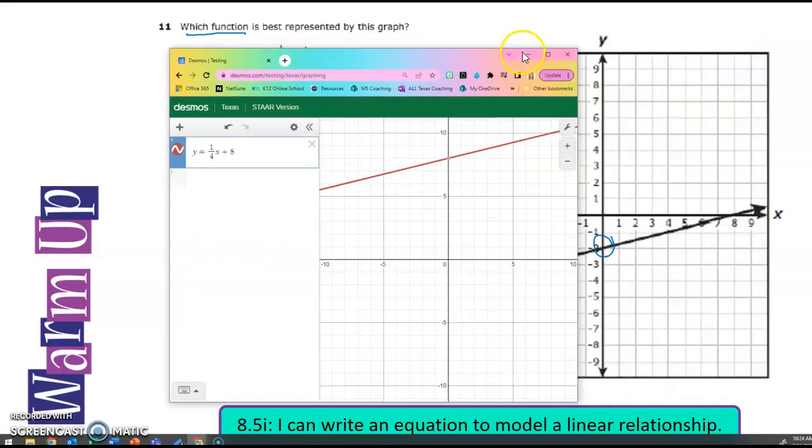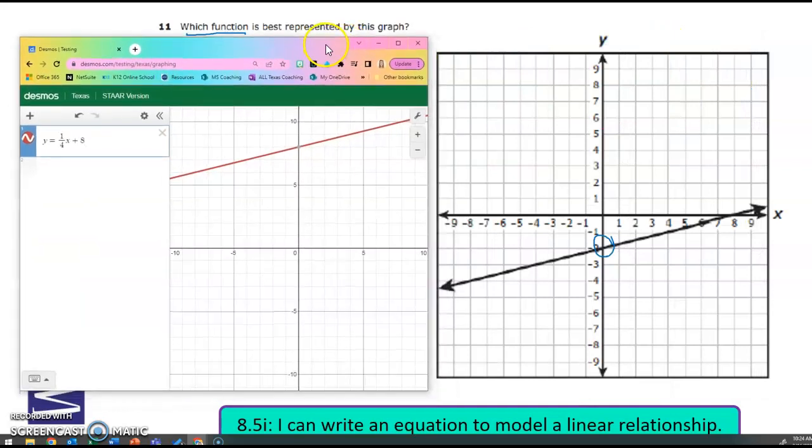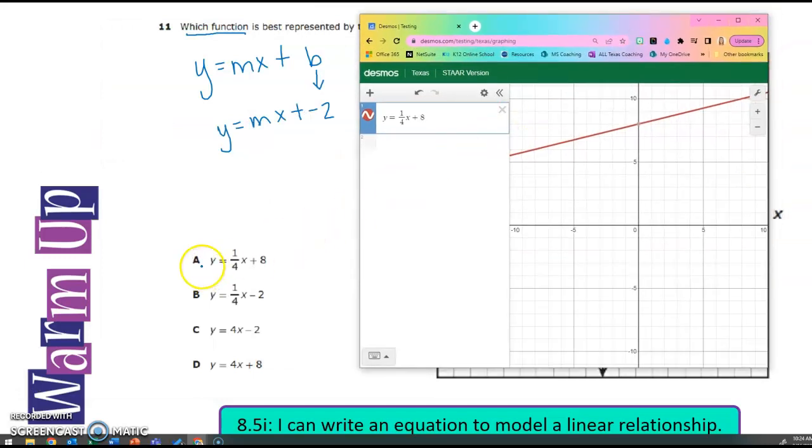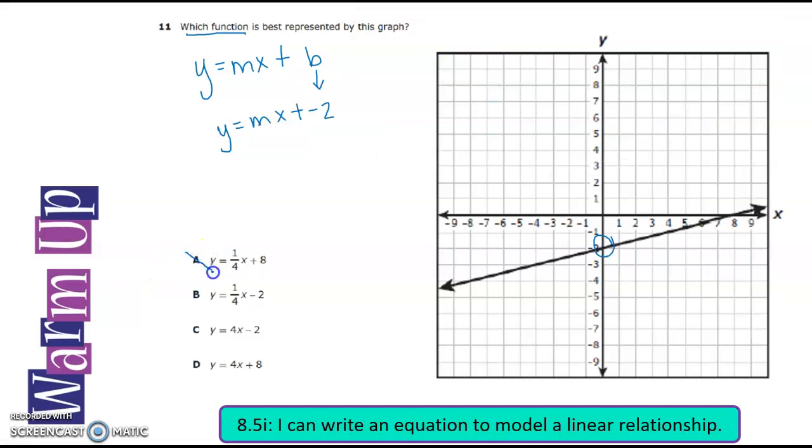Does that graph match this graph? It does not cross the y-axis at -2. It crosses at 8. So we can automatically already rule out two different ones. We can rule out A because it's got the +8 and we know it doesn't need that. Also D because it's got the +8, because remember, this is your b, and we already figured out that it's -2. So we only have to look at B and C for our answer choices.